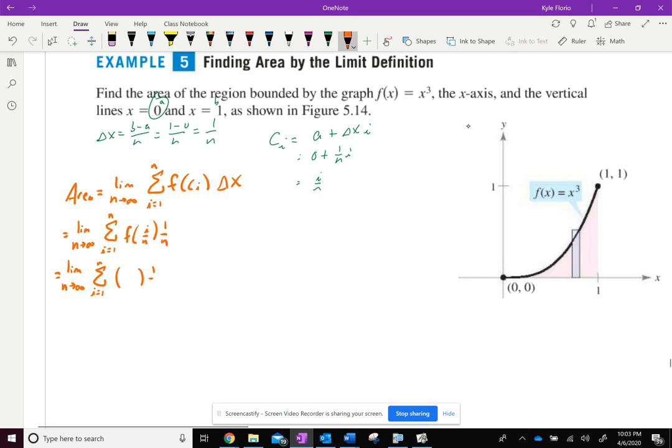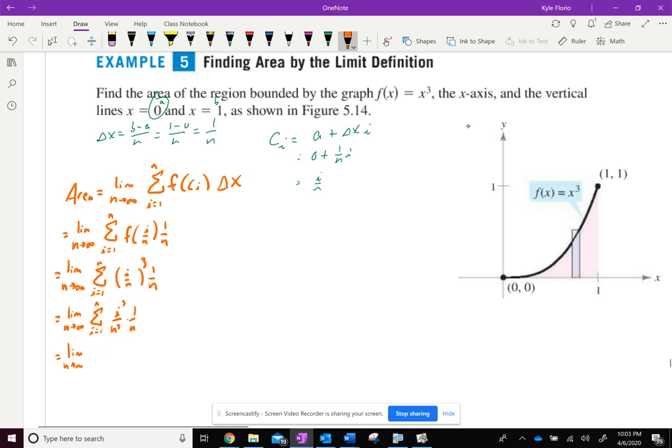This stuff isn't easy. My function just cubes its input. Its input is i over n. And what do we get? The limit of the sum, i over n cubed, is i cubed over n cubed times 1 over n. So we still have the limit as n goes to infinity. n cubed times n is n to the 4th.